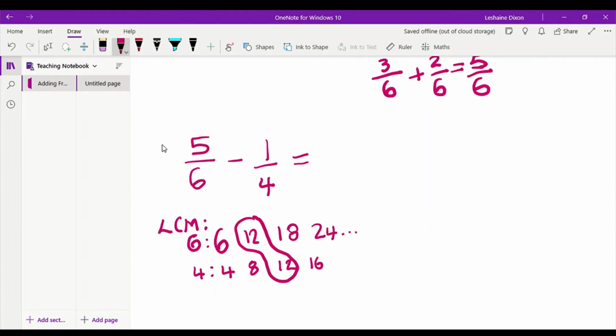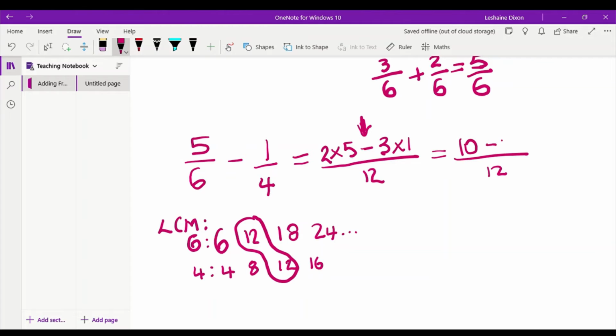So we draw our line and we have our new denominator of 12. And since we're changing the denominator, we have to change the numerators so that the value of the fraction will remain the same. So 6 into 12 can go twice. So we put 2 times what was on the top, which is 5, minus, please pay attention to the sign, do not put plus by mistake, minus 4 into 12 can go 3 times, multiplied by 1, and therefore the answer will now be 10 minus 3, that is equal to 7 over 12.